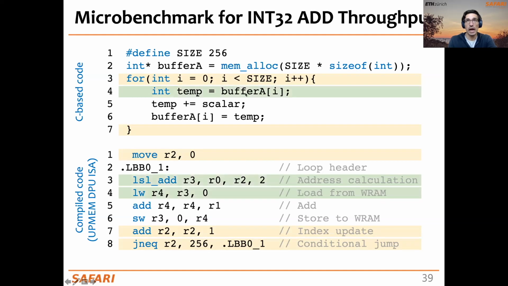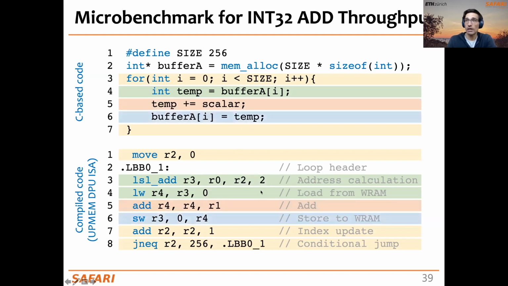Here you can see the access to the memory. In this case, it is an access to WRAM, the SRAM-based scratchpad inside the DPUs. But first of all, we need to calculate the address with this instruction here. Here we have the addition itself, simply an add operation. And finally, we store the result to WRAM.